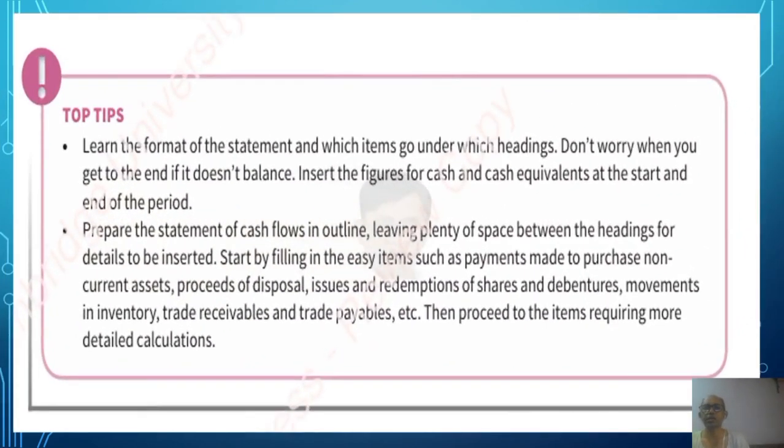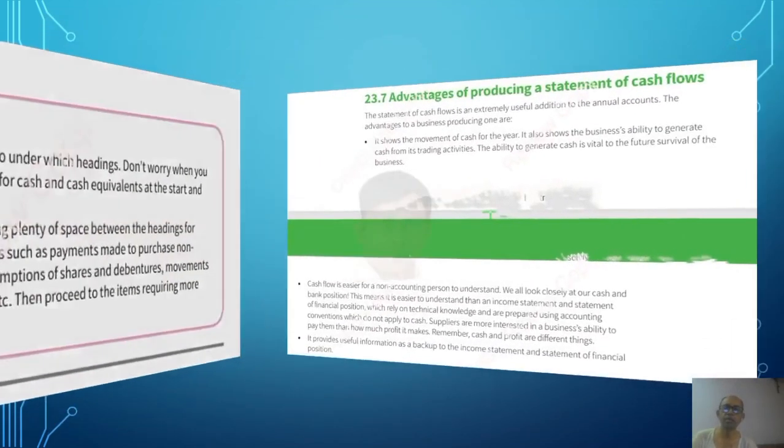Learn the format of the statement and which items go where, under which headings. Don't worry when you get to the end if it doesn't balance. Insert the figures for cash and cash equivalents at the start and end of the period. Prepare the statement of cash flow in outline, leaving plenty of space between the headings for details to be inserted. Start by filling in the easy items such as payments made to purchase non-current assets, proceeds of disposals, issues and redemption of shares and debentures, and movements in inventory, trade receivables and trade payables. Then proceed to the items requiring more detailed calculations.